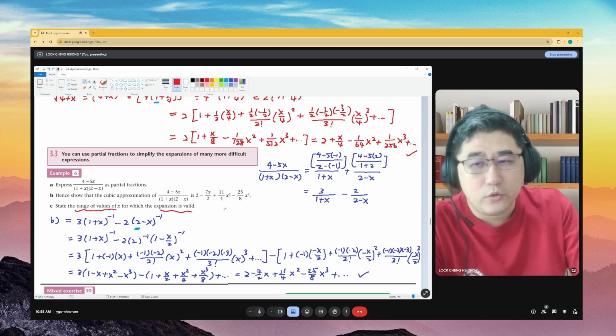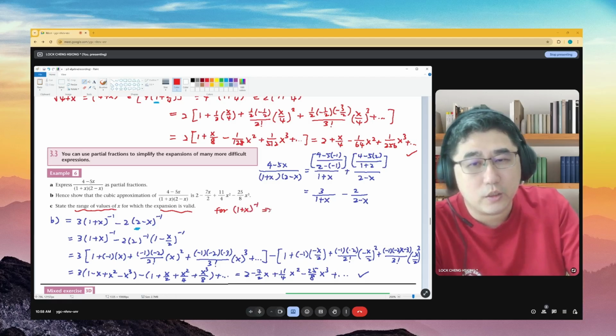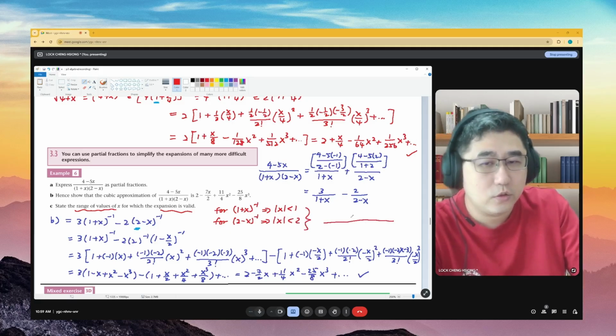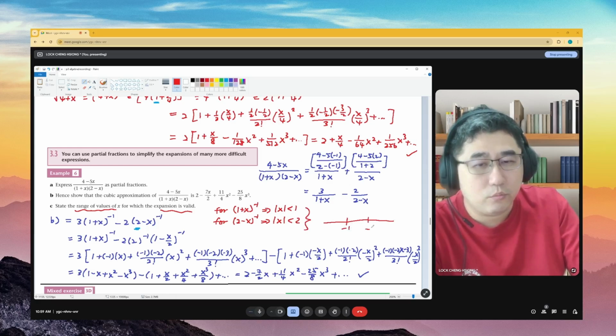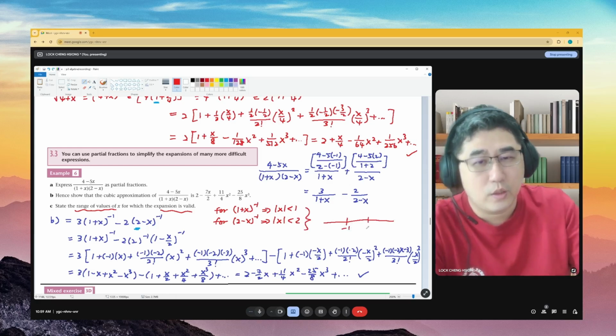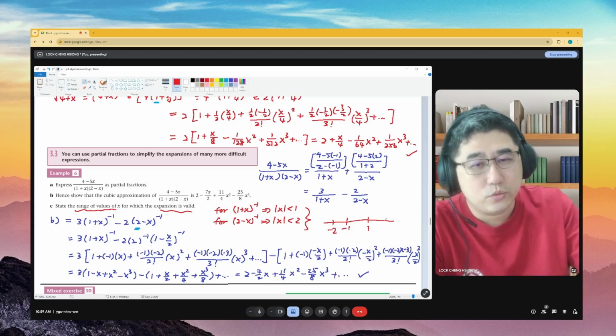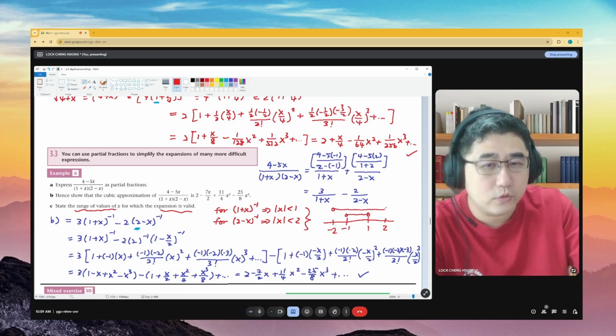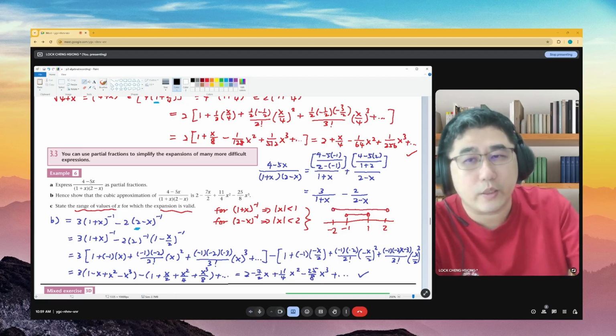For (1 + x)^(-1), it will give you modulus x less than 1. For (2 - x)^(-1), it will give you modulus x less than 2. Then you draw your number line. So you have minus 1, 1, and minus 2, 2. This is the interval. You find the interval that is overlapped.